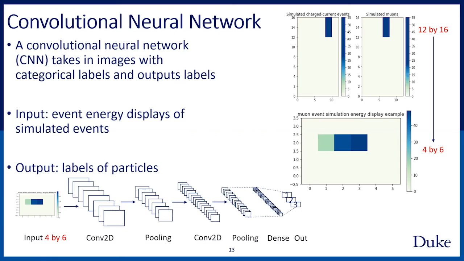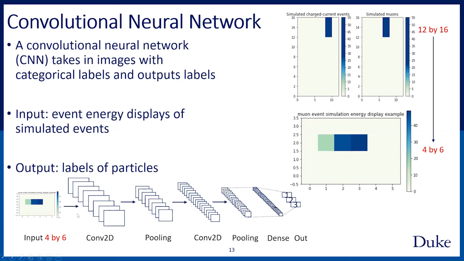That's why you have 12 by 16 in this case. So to actually reduce the complexity of the program, I'm reducing this geometry back to like 4 by 6. So actually, you're only going to have 24 pixels in this case. Makes things easier. And the general structure of the network is shown below right here.